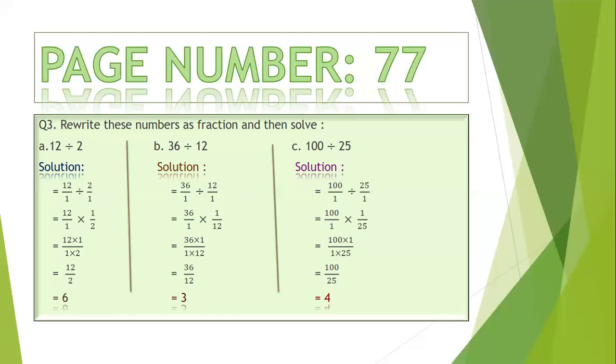36 over 12 is there. 36 in the numerator and 12 is in the denominator. Now we cancel it. 12 3s are 36. 3 over 1 will be our answer, or 3 is our required answer. Because in the question whole number is given, so you should write your answer also in the whole number. No need to write 3 over 1. You write only the whole number 3.